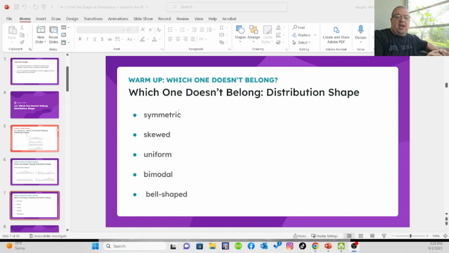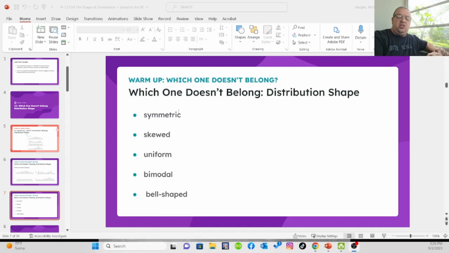Okay, so as you were working in your small groups or by yourself, I hope these 5 words came back to you. I talked about these being the 5 terms we would use when I was going over the learning targets. These are the 5 words we are looking to use when we're describing each of these shapes in the warm-up.